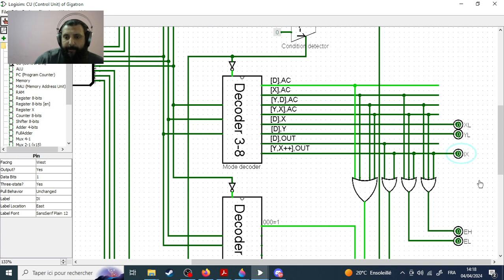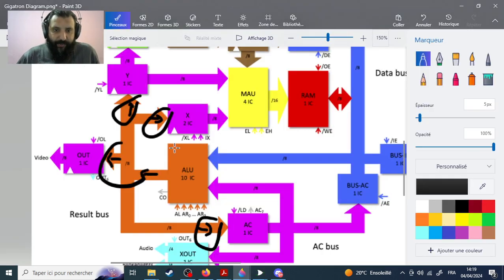What is it used for? Sir, it is used to increment the value. Which one? Counter. Yes, counter. Give me the name of the counter. You have multiple counters in our data path. Yes, X, very good. This is used to increment the X.